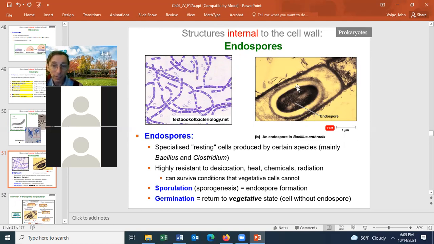Sporulation is the process of making an endospore, and this parent cell made this endospore here. Germination is when the endospore germinates into a vegetative cell. And if that's the case, there will no longer be an endospore. Any questions about any of that?